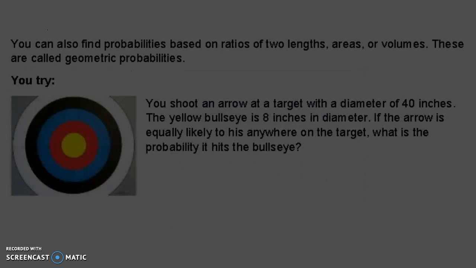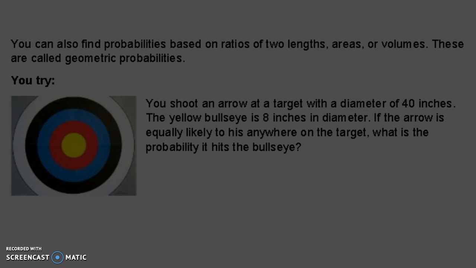Once we start to think about experimental probability, we can expand that out. Probabilities based on ratios of lengths or areas or volumes are known collectively as geometric probabilities. So thinking about an arrow target. Shooting an arrow at a target whose diameter is 40 inches, and the bullseye, the yellow dot in the middle, is 8 inches in diameter. If the arrow was equally likely to land anywhere, what is the probability it hits the bullseye? For the probability of a bullseye, we need the area of the bullseye divided by the area of the target.